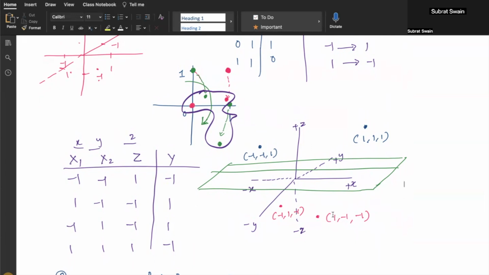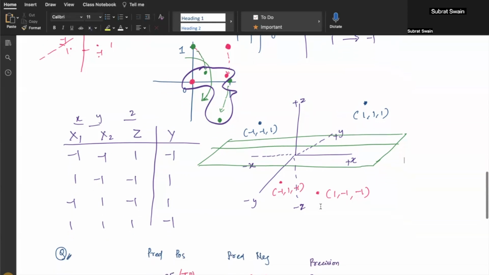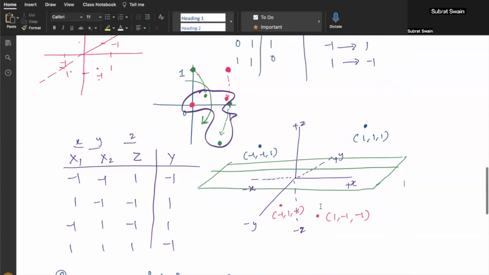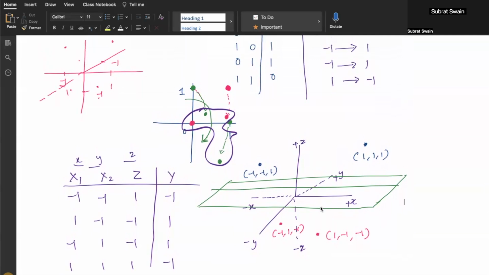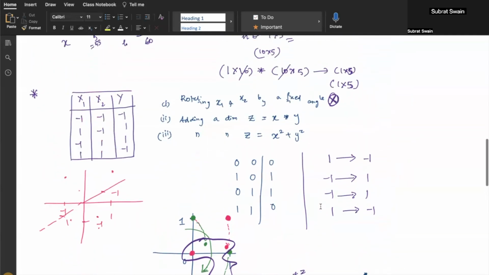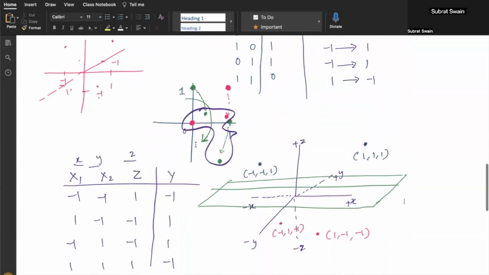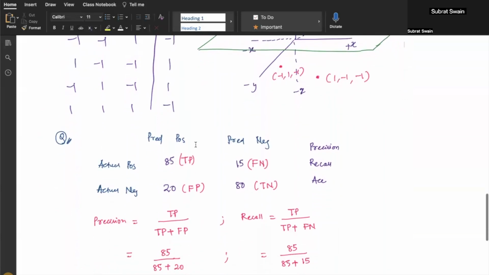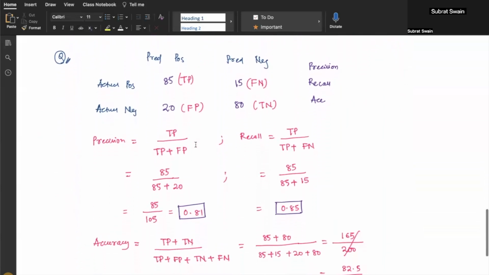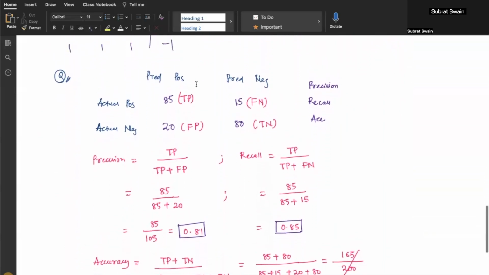You can see now in 3D space, those points are distinctly different, so you can put a plane in between them. So this makes this representation linearly separable. So hence option 2 is correct. Okay, so moving on to the next question.